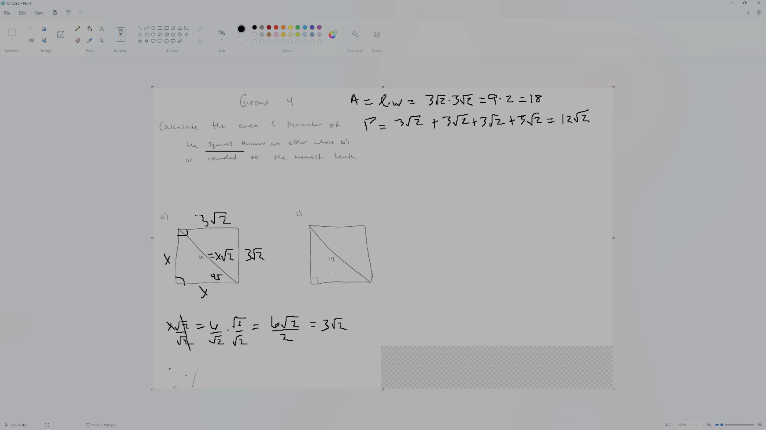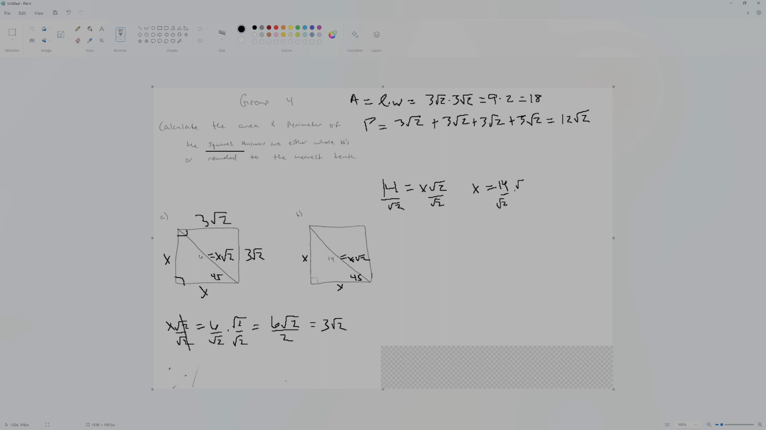For B, same thing. That's a 90-degree angle, so this is going to be a 45, 45, 90. So that means if that's x, that's x. 14 equals x root 2. Okay. So 14 equals x root 2. Let's divide both sides by root 2. Okay. So x equals 14 over root 2.